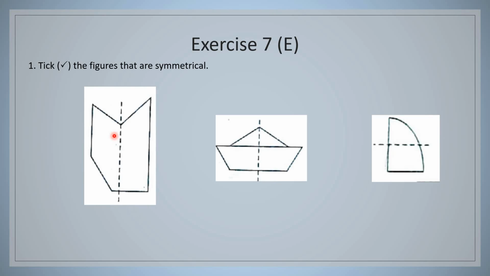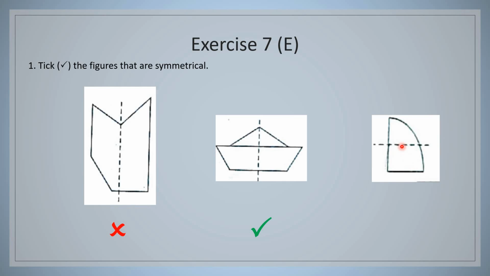Moving to the next one here again. There's a line of symmetry and there are two sides, but both the sides look different. So therefore, it is not symmetrical. So you call it an asymmetrical figure. Next, we have a boat. Boat again, when you draw a line of symmetry, both the sides look the same. Yes, both the sides look the same. So therefore, it is a symmetrical figure.